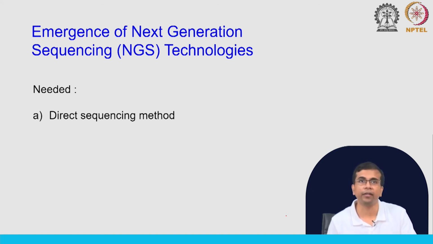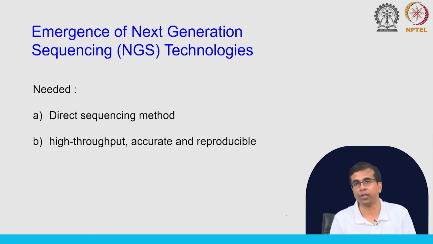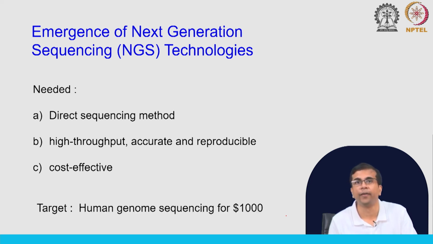So, what was needed is a direct sequencing method. As you have seen, microarray is an indirect method and that is actually not good enough. So, we needed a direct sequencing method and it should be high throughput, accurate and reproducible. There should not be too much error when you are sequencing these DNA molecules. It should be cost effective for large scale projects, right. And how do you define this cost effectiveness? The target was that the human genome should be sequenced for $1,000 or less. Okay. So, we have actually already reached that goal and the goal is to take this cost down further.